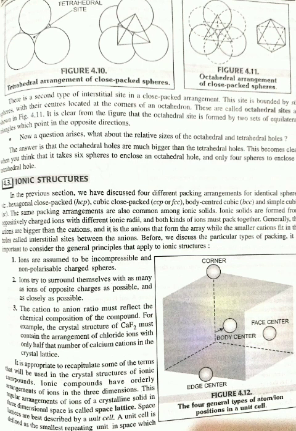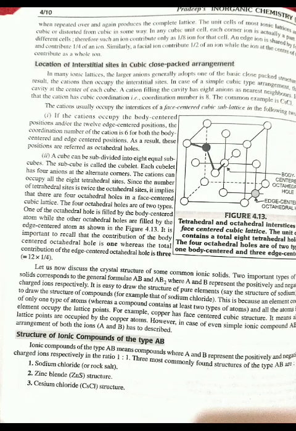It is appropriate to recapitulate some of the terms that will be used in the crystal structure of ionic compounds. Ionic compounds have orderly arrangements of ions in three dimensions. This regular arrangement of ions of a crystalline solid in three-dimensional space is called a space lattice. Space lattices are best described by a unit cell. A unit cell is defined as the smallest repeating unit in space which, when repeated over and over again, produces the complete lattice. The unit cells of most ionic lattices are either cubic or distorted from cubic in some way.